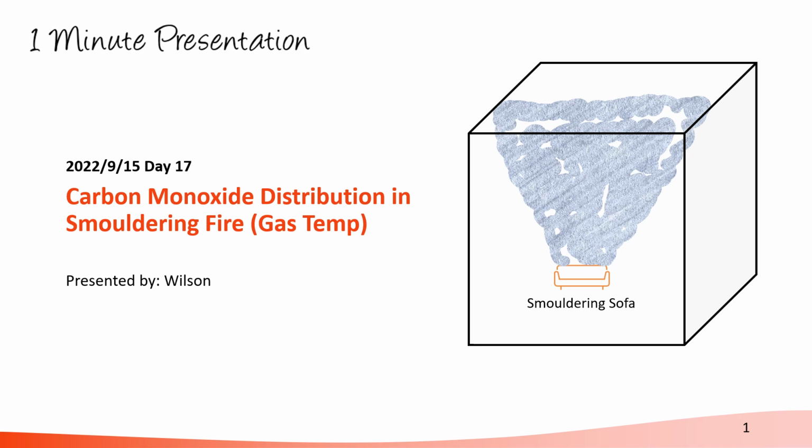Today I'm going to talk about carbon monoxide gas distribution, or the gas movement, in a smoldering fire. In this series of presentations, I'm going to focus on practicing my presentation skills on how to describe a scientific graph. So let's get started.